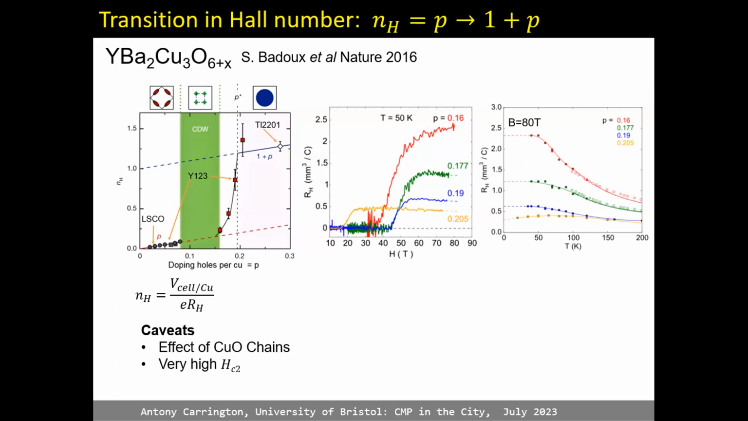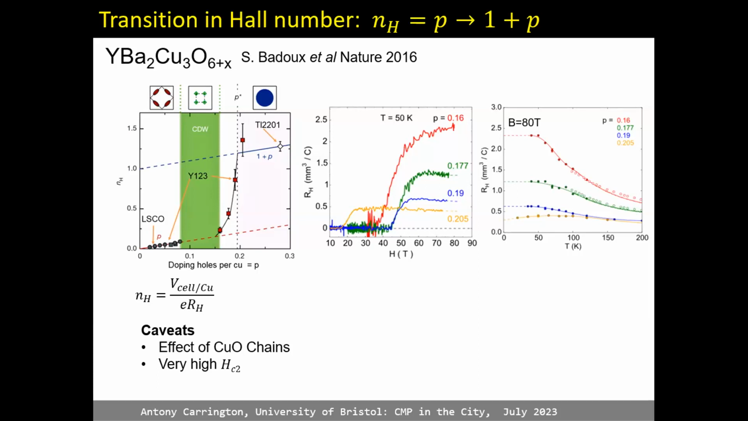The eye of the believer, I think is a good word to say, starts to reach this 1 plus p line here. So it looks, on this basis, that the Fermi surface has gone from having p carriers in it to 1 plus p carriers, and the transition point is close to this optimal doping, or in fact magic number where the pseudogap opens at 0.19.